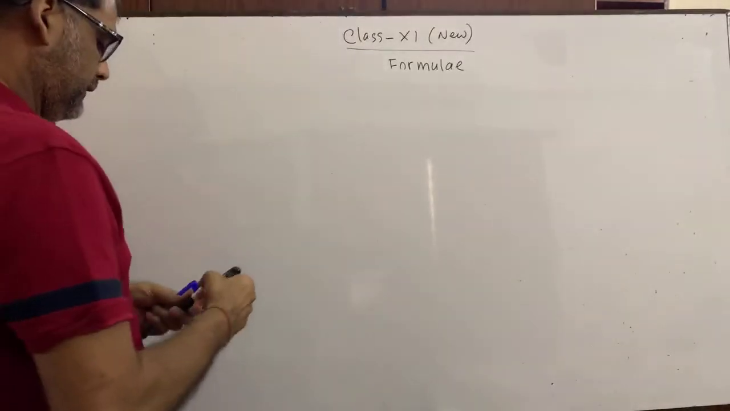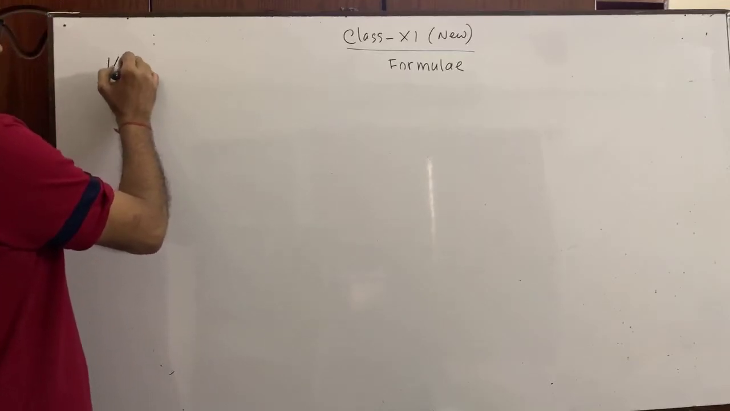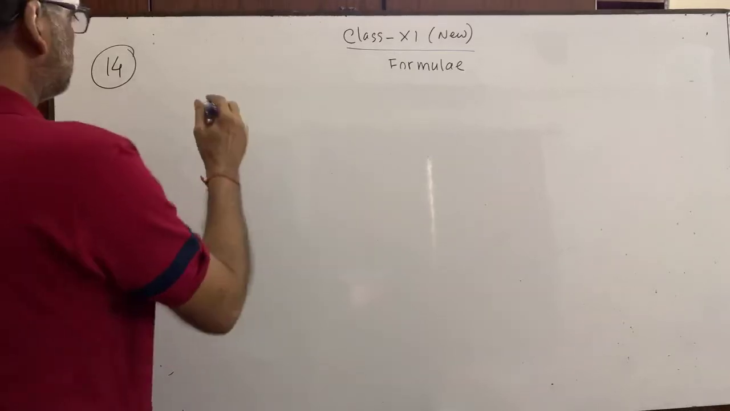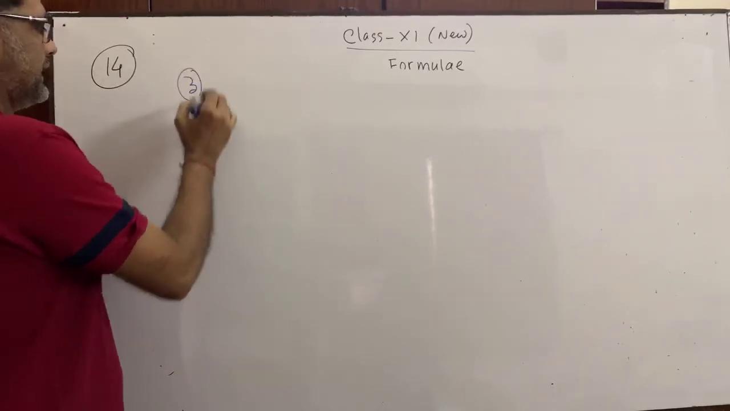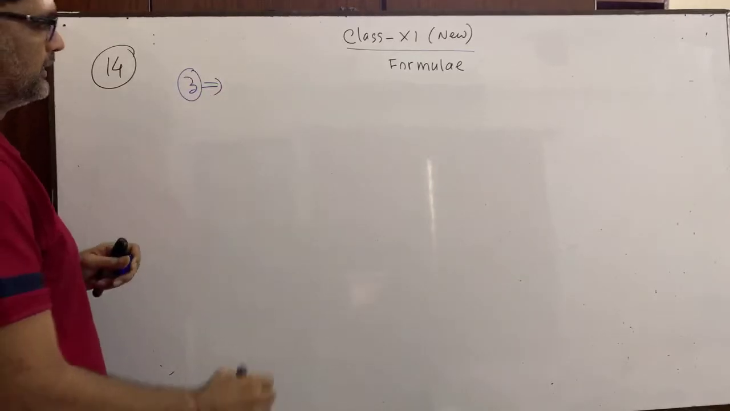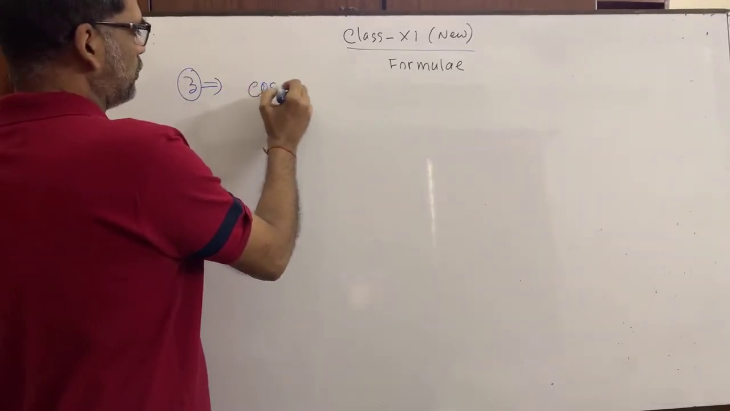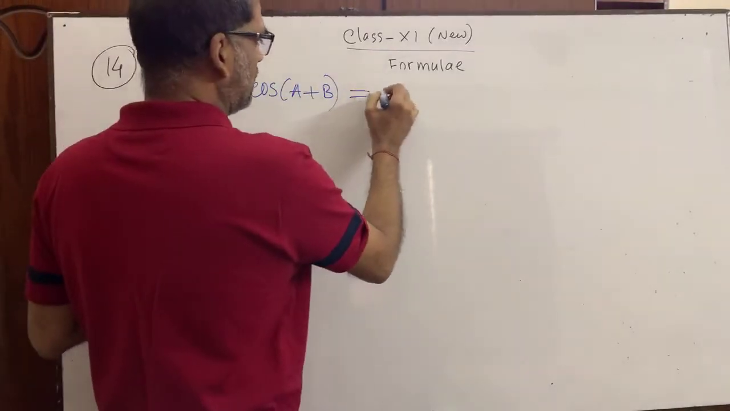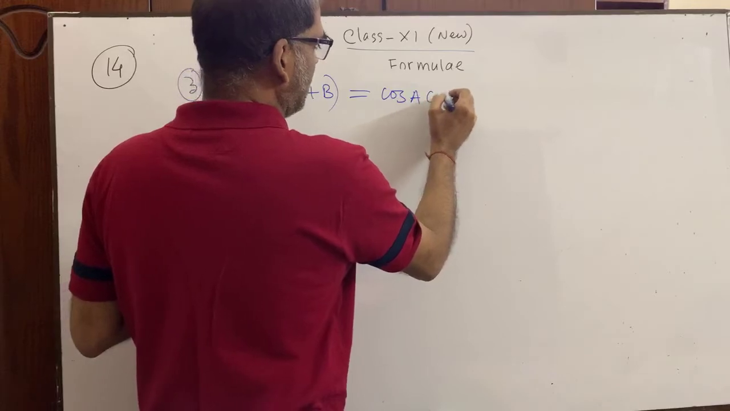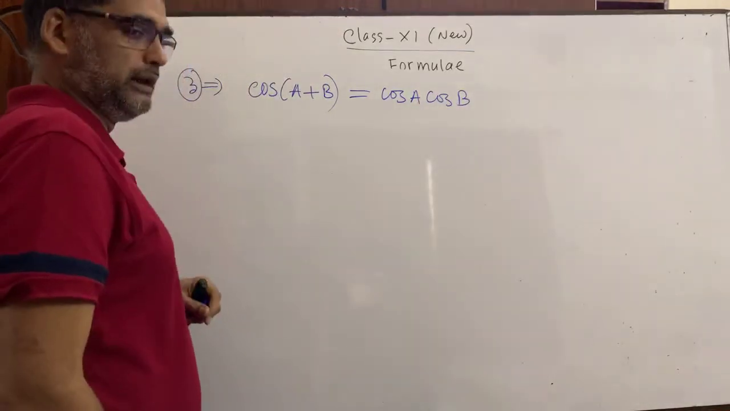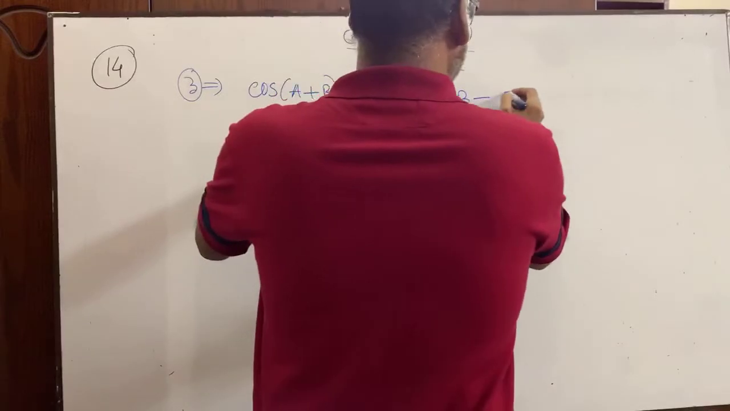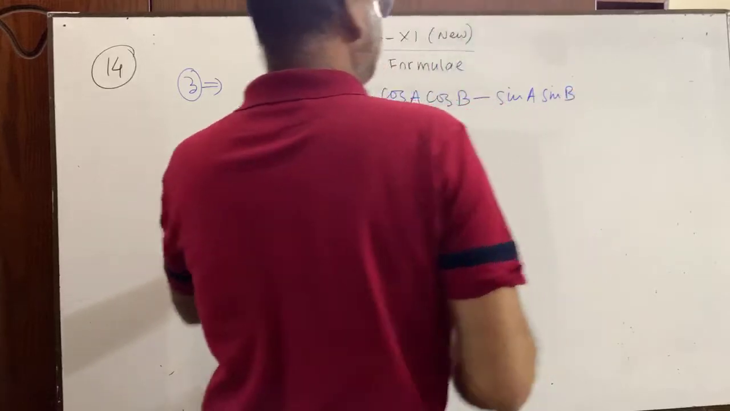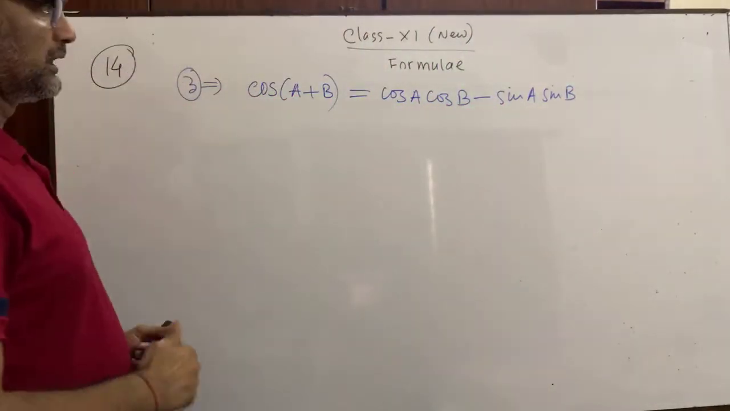Now I am going to formula number 14. From formula number 3, can you remember formula number 3? That was cosine of a plus b is equal to cosine a cosine b minus sine a sine b. This is formula number 3.